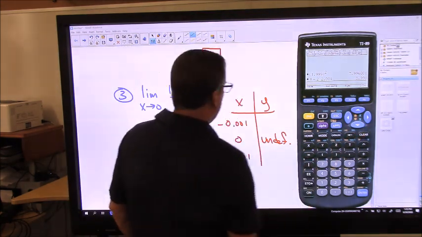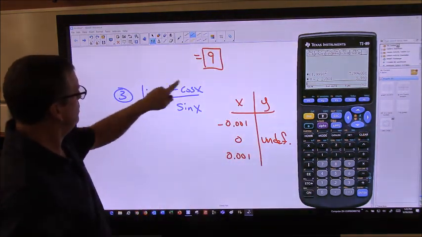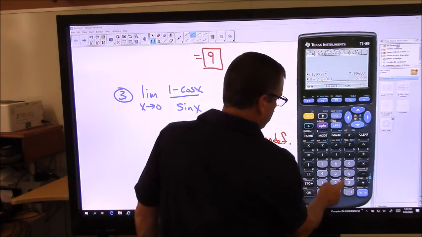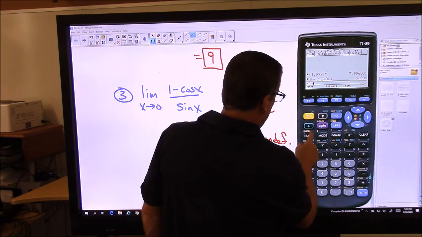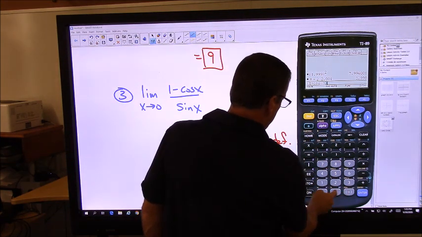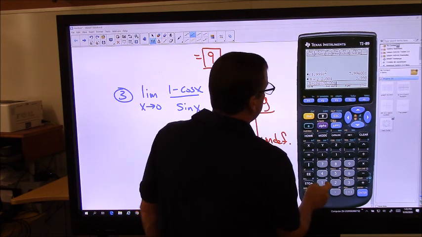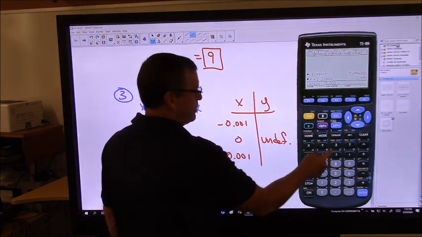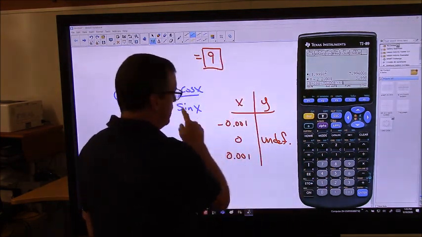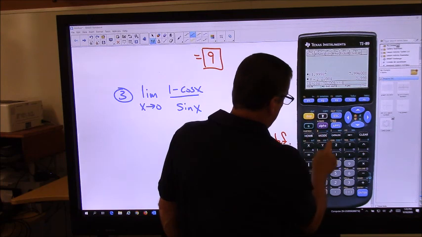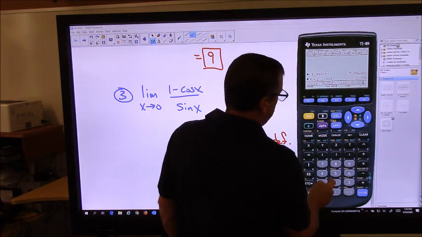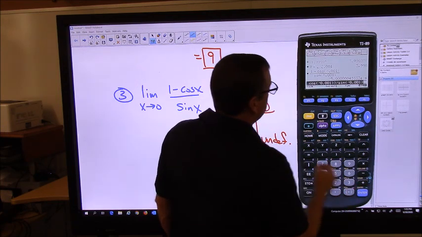And I'm going to clear this off. So I want to do, in parentheses, 1 minus the cosine of this angle. Cosine of a negative 0.001. Close parenthesis for the cosine, and then close for the numerator. And then divided by the sine of a negative 0.001. Hit enter.